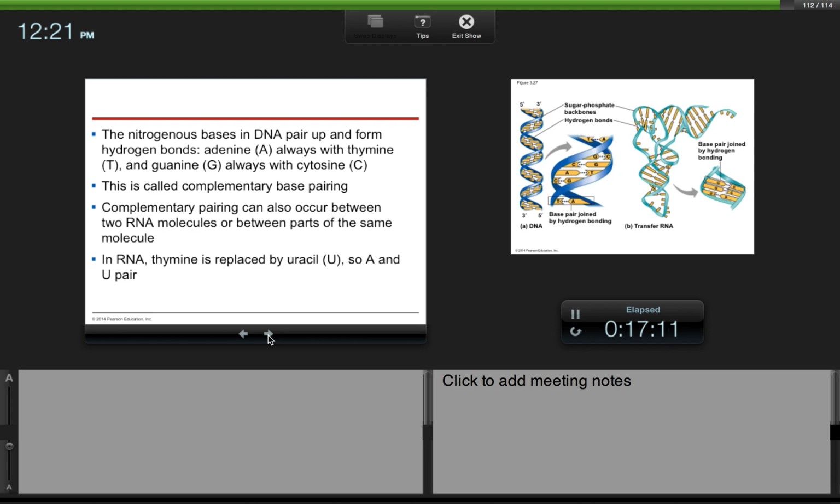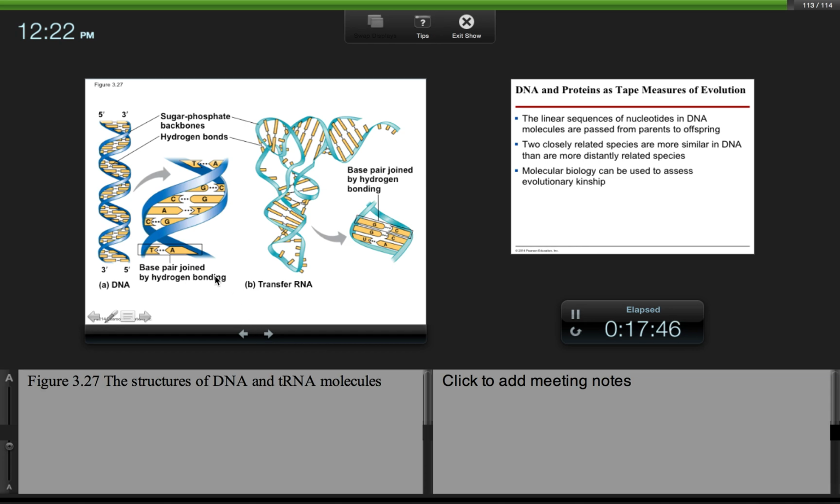The nitrogenous bases in DNA pair up and form hydrogen bonds. Adenine always bonds with thymine, and guanine always bonds with cytosine. So A with T and C with G. This is complementary base pairing. Complementary pairing can also occur between 2 RNA molecules or between parts of the same molecule. In RNA, however, there is no thymine. Uracil is the replacement for thymine, so uracil matches up with adenine.